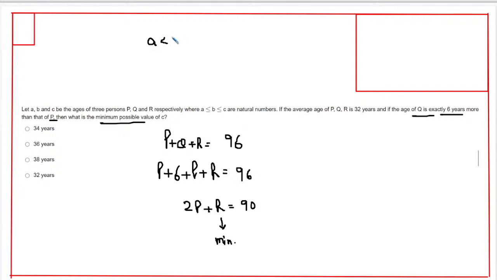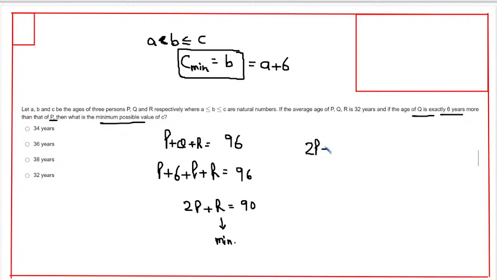This inequality can be written like this. It is already B plus 6. Now what is the minimum possibility for C? C's minimum possibility is B itself. C can be equal to B. This is the minimum possibility. And B is how much? B is A plus 6 according to the question. So substituting the value, R is what? P plus 6. They are only making it more complex by representing PQR in terms of ABC. Otherwise it is the same.